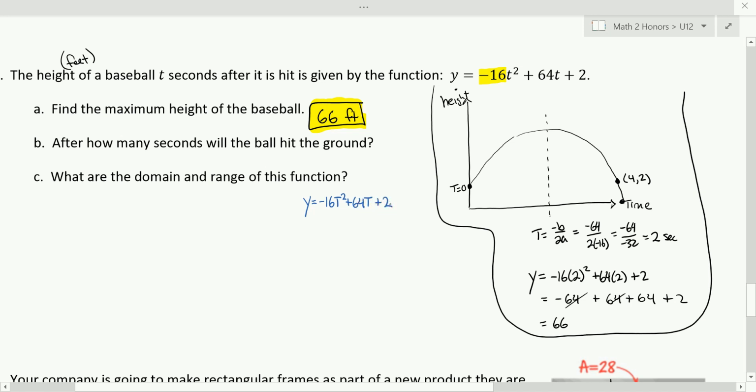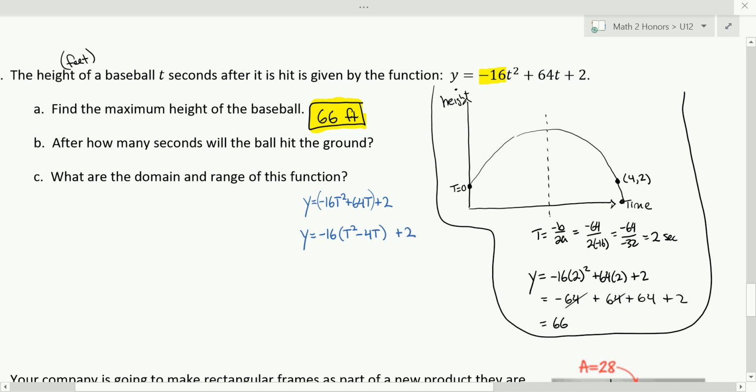Okay, so maybe some of you did it. Some of you might be like, I don't remember how to do this, but here's what we do. The first two terms, we need to factor a out of the first two terms. So a is negative 16, and that would be our first step. You factor out a negative 16, you get negative 16 times t squared minus 4t. And you have that plus 2 still on the outside.